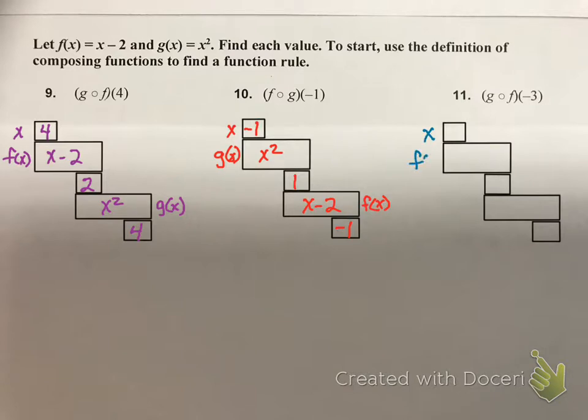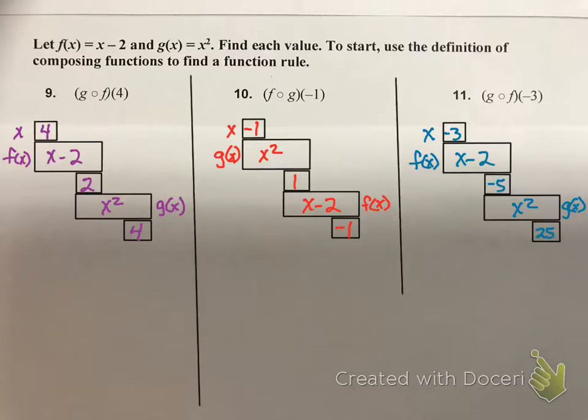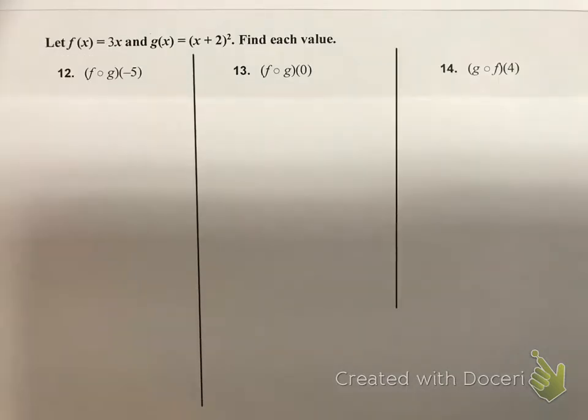Number 11, g of f of negative 3. Remember, x goes first, f of x, and then g of x. So we've got x minus 2 for f of x, x squared for g of x, negative 3, so that gives me a negative 5. Negative 5 squared is 25. I'm going to let these kind of play through also.